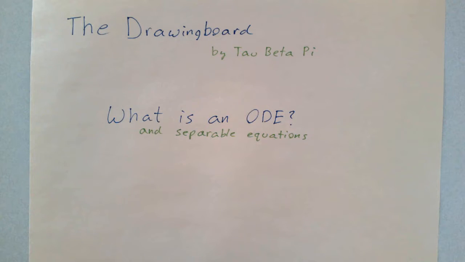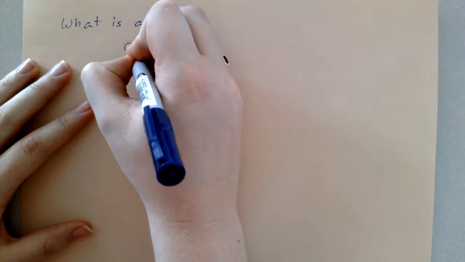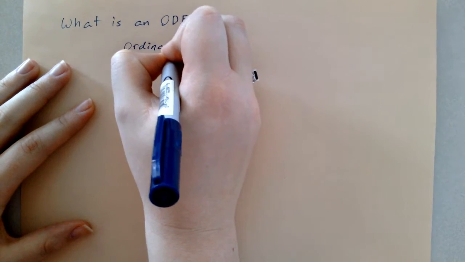This week, we're looking at what is an ODE and separable equations as we start our series on differential equations. For starters, what is an ODE and what does it stand for? Well, ODE stands for Ordinary Differential Equation.